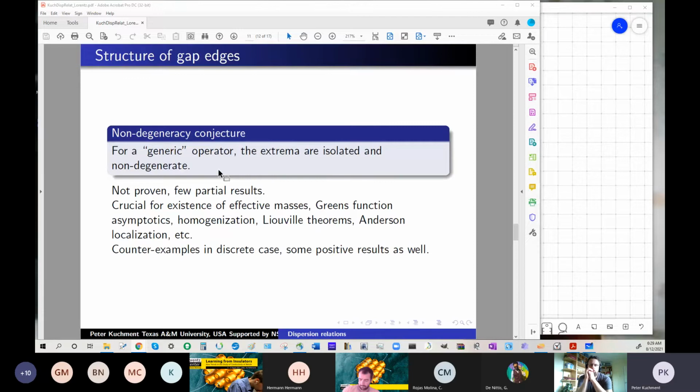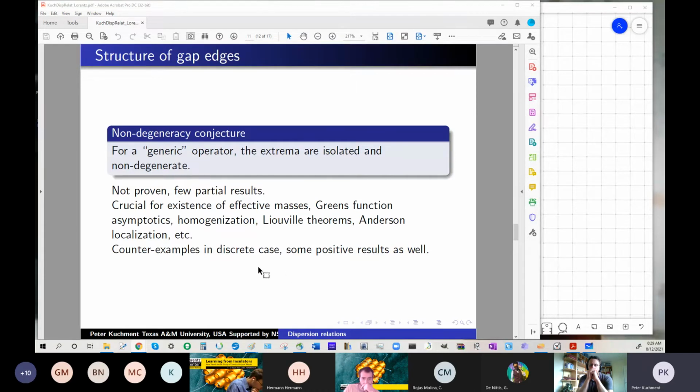The conjecture is that for a generic operator of second order, generic in the sense that for almost every potential, let's say, those extrema are isolated and non-degenerate, in other words, parabolic. This is not proven. There are very few partial results, but everyone in physics and mathematics believes this. It's critical for many things. For instance, the notion of effective masses assumes this. Green's function asymptotics near the spectral edge is handled by this conjecture. Homogenization, Liouville theorems, Anderson localization, etc., are based upon this.